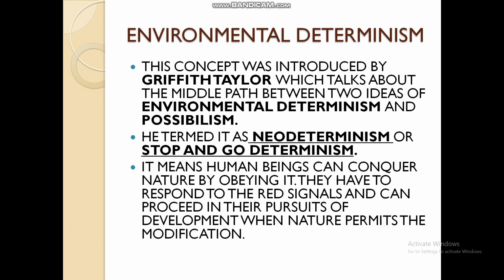Now students, we will talk about the concept of neodeterminism. This concept was given by Griffith. It talks about the middle way between those two concepts, that is, environmental determinism and possibilism. He termed this concept neodeterminism, or stop and go determinism. This concept says that human beings can conquer nature by obeying it. They have to respond to the different red signals and proceed in the pursuit of development when nature permits the modification.